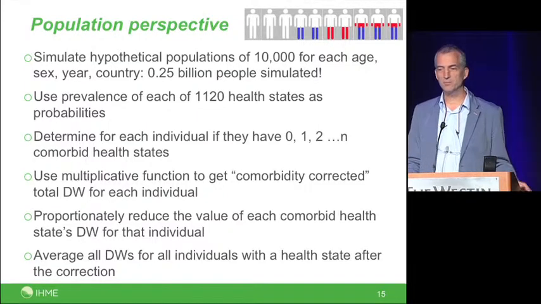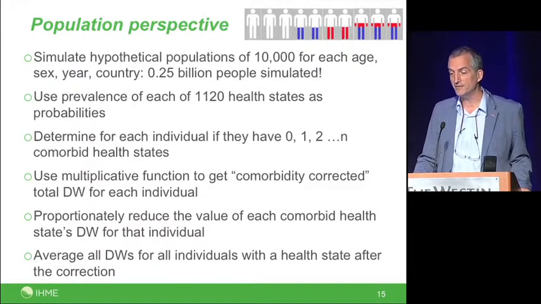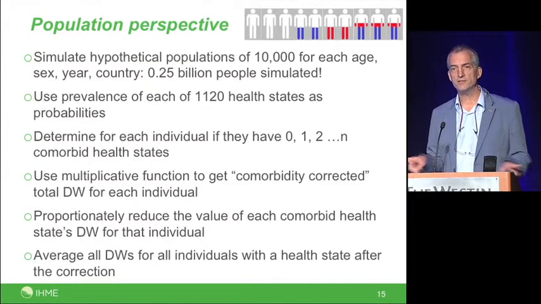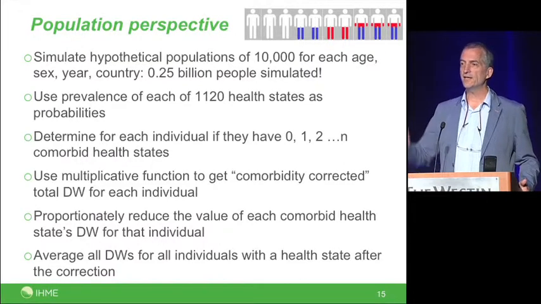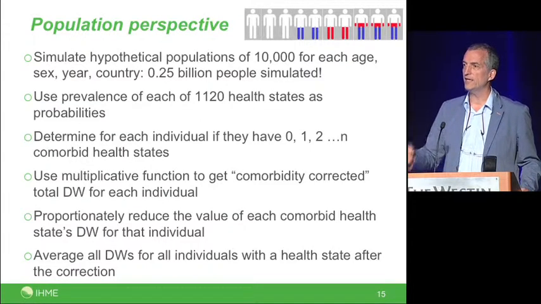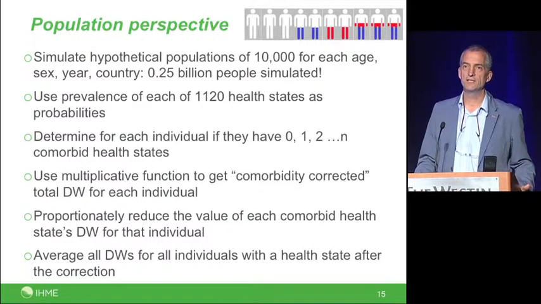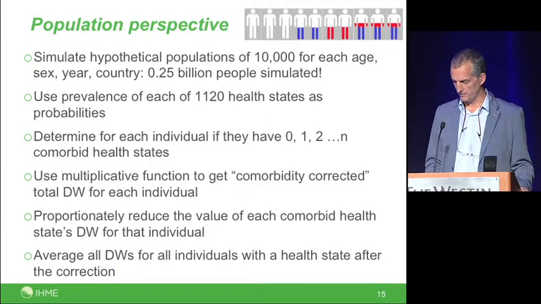We then use the multiplicative function to get a comorbidity corrected, total disability weight for each individual, then parse it out proportionately to each of the health states that an individual has, and then across every prevalent case in each of the cells of our microsimulation, we average the disability weights for a health state after all the corrections and get a comorbidity corrected disability weight.